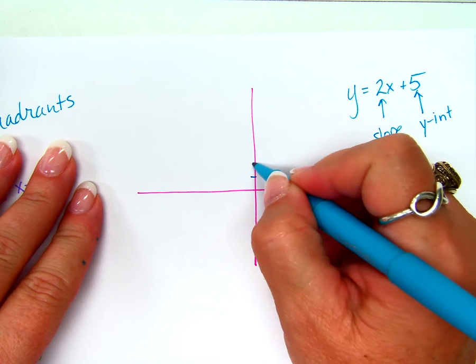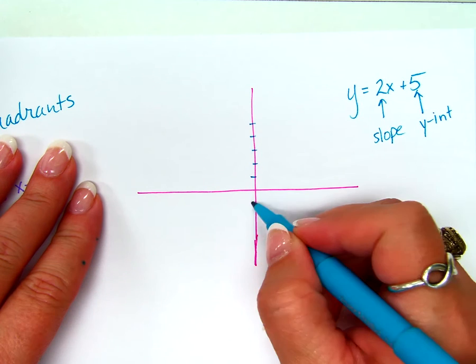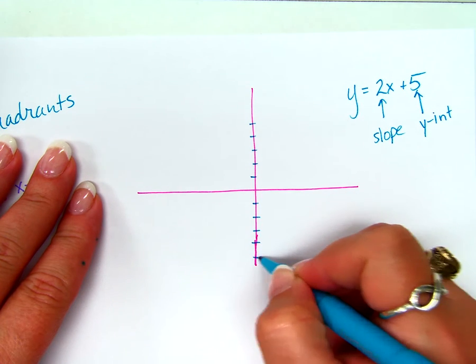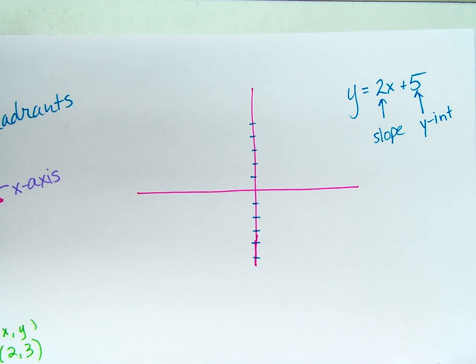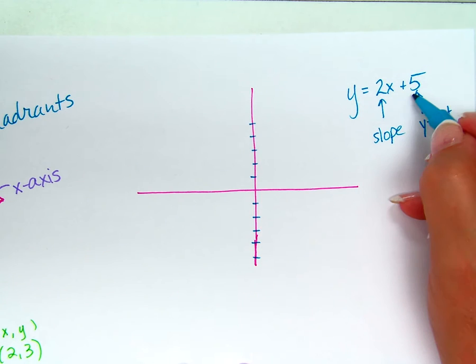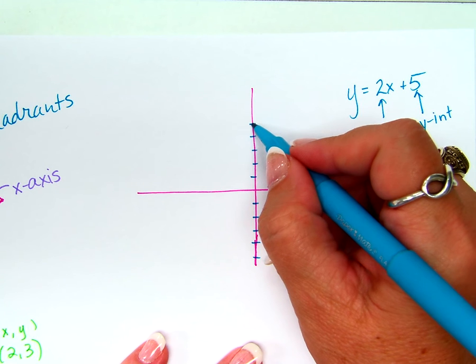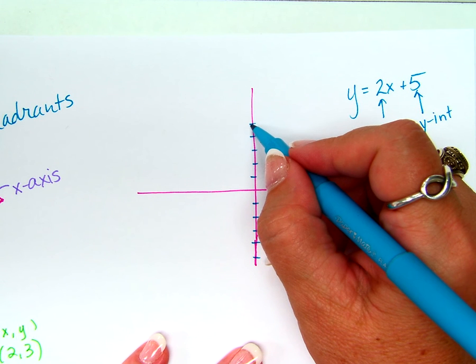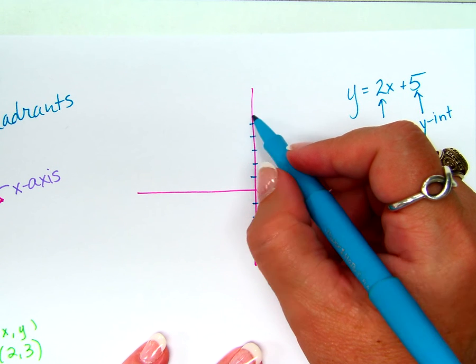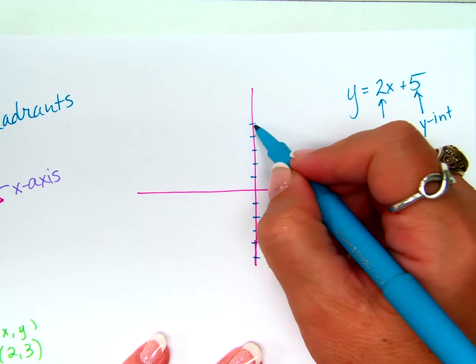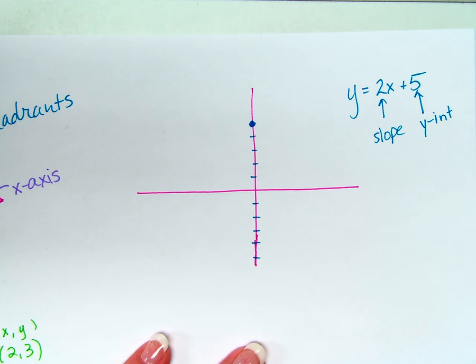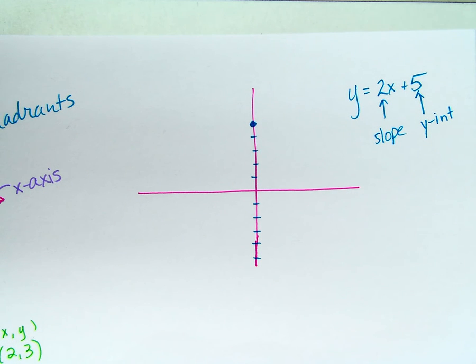Y-intercept. 1, 2, 3, 4, 5. Do I go up 5 or down 5? Up 5 because it is positive 5. 1, 2, 3, 4, 5. Do I put a dot there? Do I put a dot on the y-axis? Yeah, that's why it's called a y-intercept, right? Okay. Now that I have that dot, what do I do next?